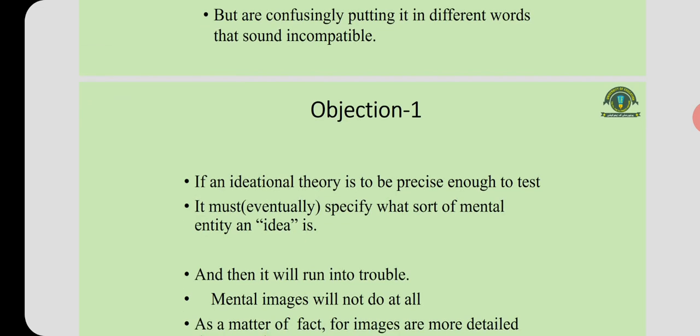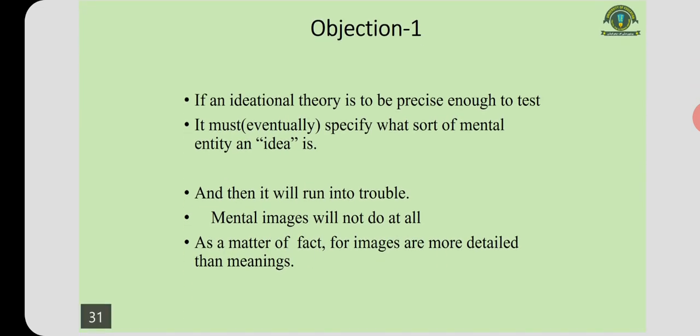Here, on the ideology of different speeches, or the theory of ideas, we have objection number one. If an ideational theory is to be precise enough to test, it must specify what sort of mental entity an idea is. The ideational theory fails here to express the thoughts of people and the particular type of ideas which are coming into the minds of people. No person can read the mind of another person. The same is the case with ideational theory: ideas sometimes couldn't be explained. So that is the first objection here.